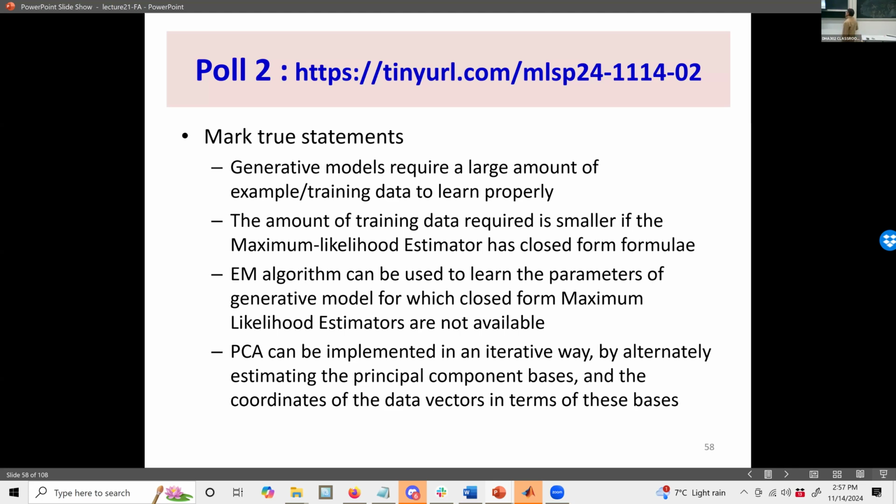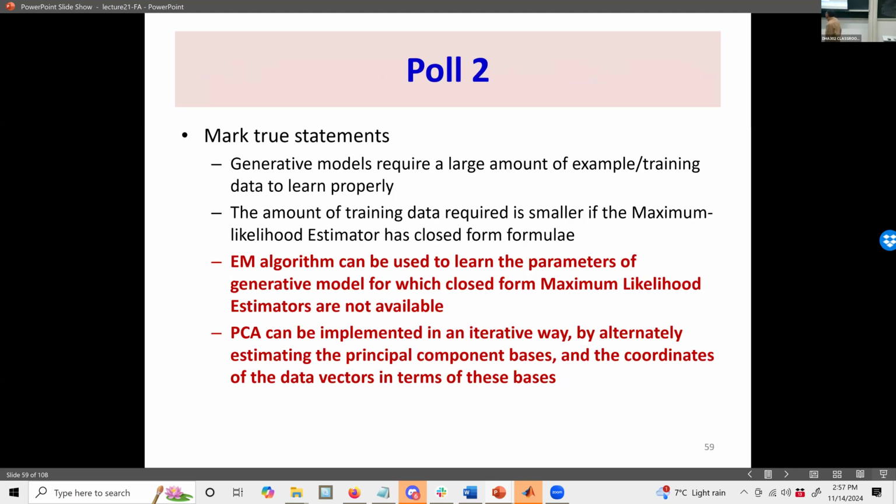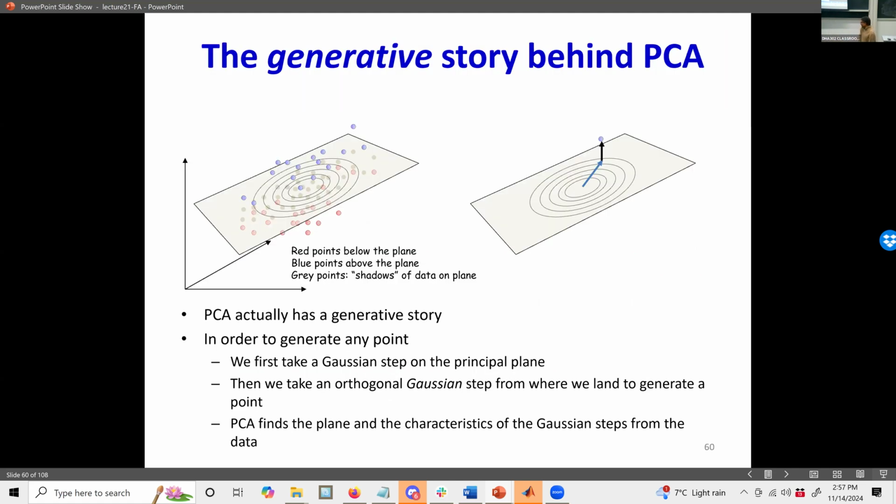EM can be used to learn the parameters of a generative model for which closed form ML solutions are not available. Very true, right? PCA can be implemented in an iterative way by alternately estimating the principal components and the coordinates of the data vectors. So just the last two are true, right? It depends on the model. Okay. The simple models don't require very much.